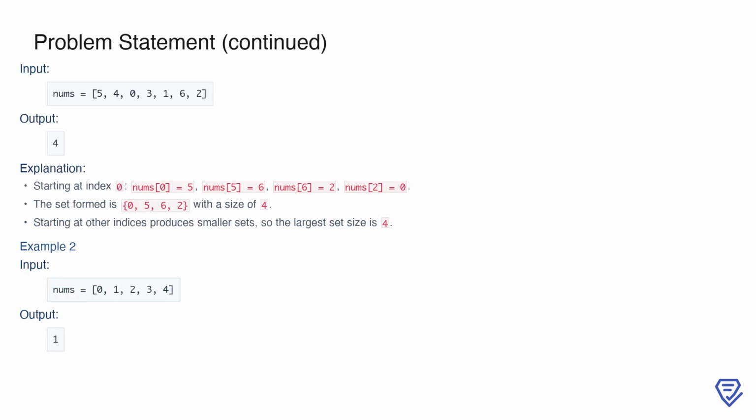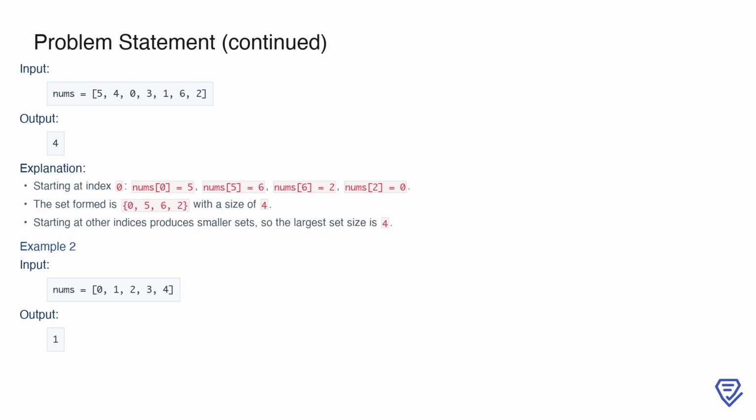Let's look at some examples to understand this better. Imagine the input array nums is [5, 4, 0, 3, 1, 6, 2]. Starting at index 0, the value at nums[0] is 5. From there, you move to index 5, which gives you the value 6. Next, at index 6, the value is 2, and at index 2, the value is 0. At this point, you return to the starting value, which means a cycle is formed. The set created from these indices is {0, 5, 6, 2}, and its size is 4. If you start at other indices, you'll find smaller sets. Therefore, the largest set size is 4.